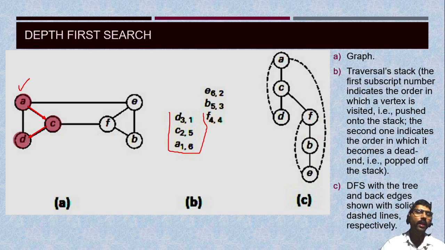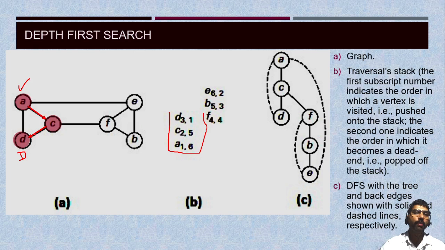Once I have visited D, I have to search from the next node here. There are only 2 nodes, A and C, which are adjacent to D. But both of these nodes are already visited. So this is called a dead end. This is a dead end here. So I cannot go in this direction because this is a dead end.